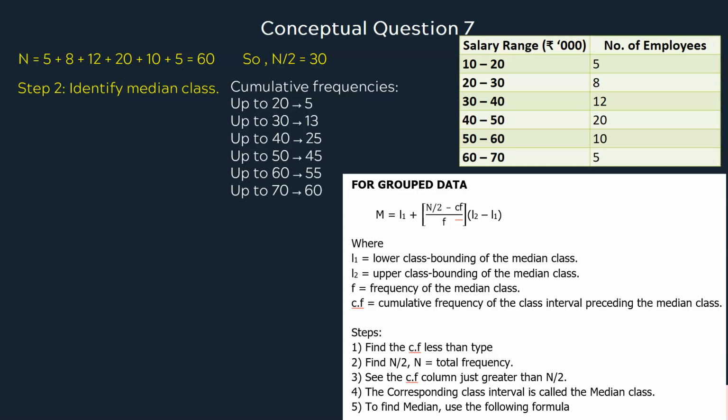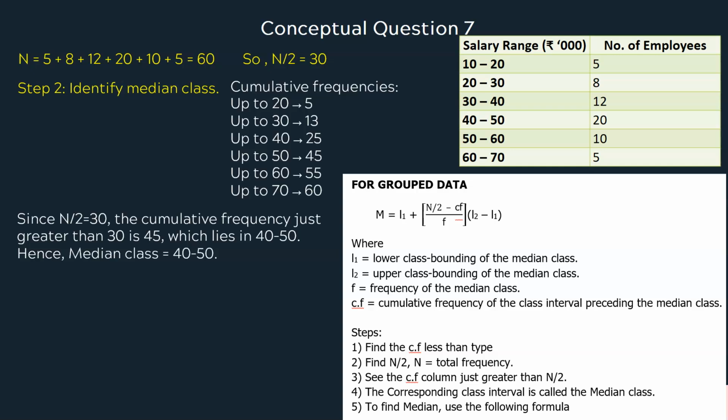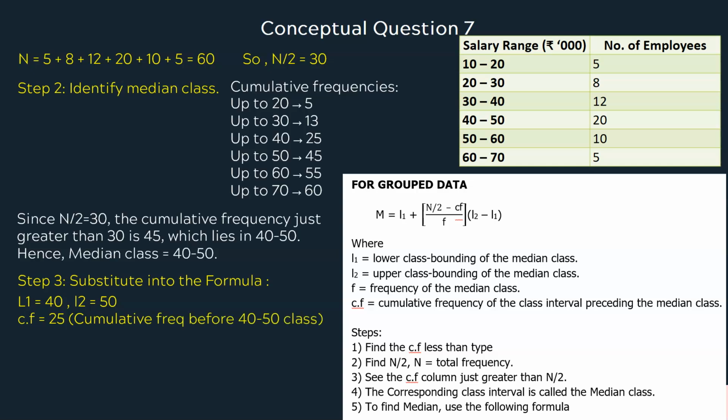Now since capital N divided by 2 equals 30, the cumulative frequency just greater than 30 is 45. And this lies in the 40 to 50 class. Hence, the median class is simply 40 to 50. Then finally in step 3, we will substitute the values into the formula. I hope by now you can make out that L1 is 40, L2 is 50 here, c multiplied by f is 25, that is the cumulative frequency before the 40 to 50 class, and the frequency is 20, that is the frequency of the median class.